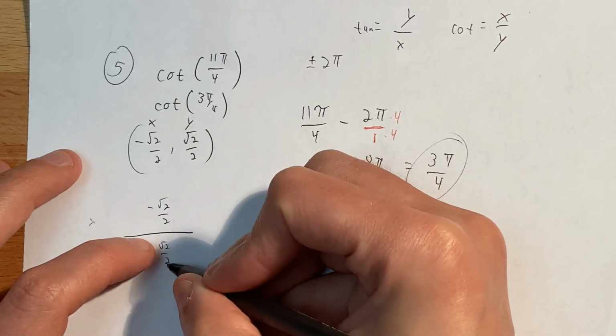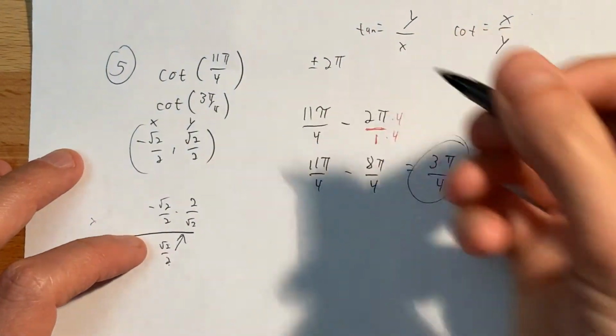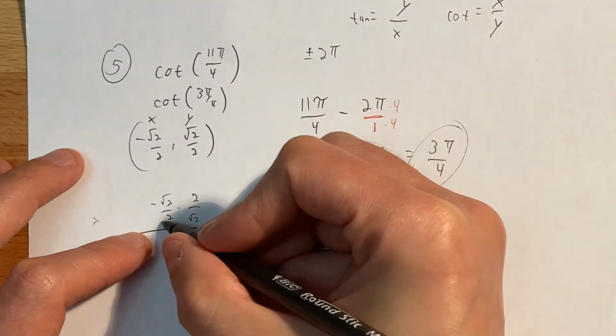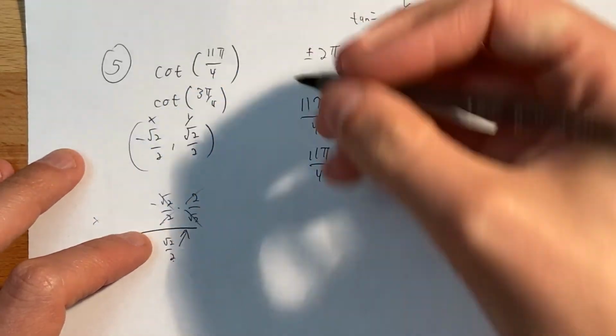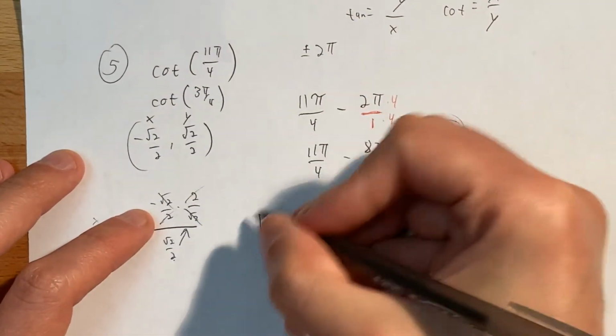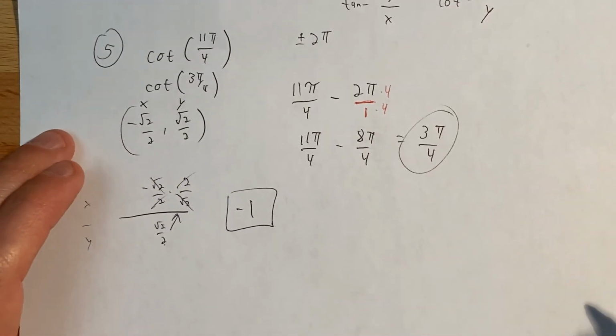Instead of root 2 over 2, you do 2 over root 2, by flipping it up there. But then, like I said, the 2's can cancel. Root 2 over root 2 is also equal to 1, and then that negative sign is just going to come over. So your answer is just negative 1.